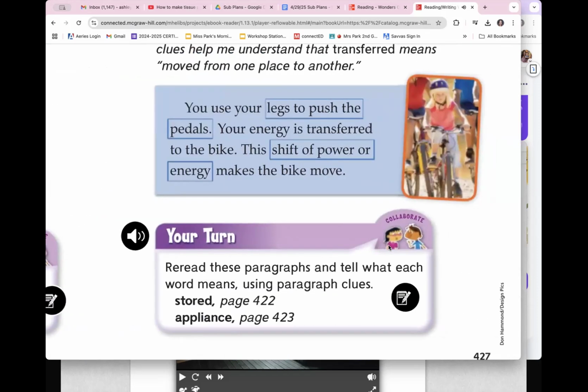You use your legs to push the pedals. Your energy is transferred to the bike. This shift of power or energy makes the bike move.